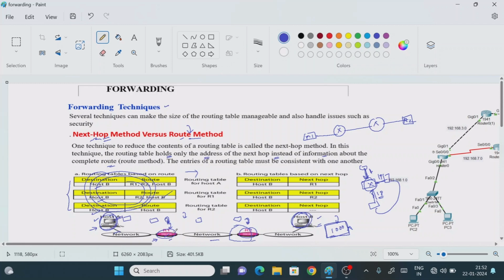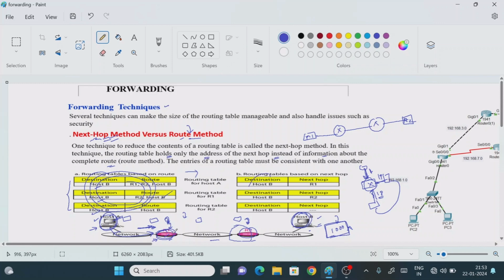R1 as well as the R2 as well as the host B. But in case of the next hop method, it does not require to know about the entire network. It should only know what the next hop is. Next hop means where is the next exit path for this one. So see, this is what we call the next hop address. Next hop means you can think in terms of the entry of the next router, something like this.